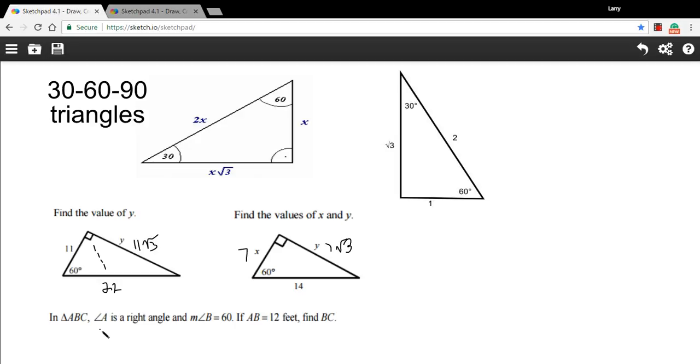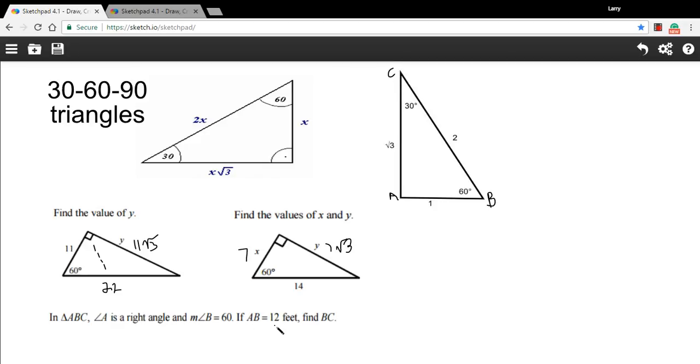Here's another problem down here without a picture. It says in triangle ABC, A is a right angle, the measure of angle B is 60, and AB is 12 feet, and we want to find BC. The way to solve this is just to draw a picture, and I've got plenty of pictures up here of 30, 60, 90 triangles, so I'm just going to steal this one. It says A is the right angle, so we'll make this A, and B is the 60-degree angle, so this is B, so this would be C up here.